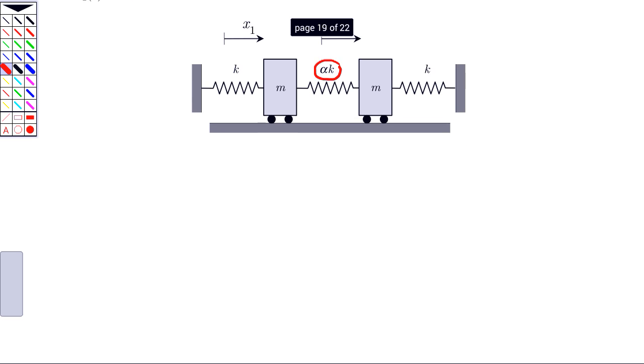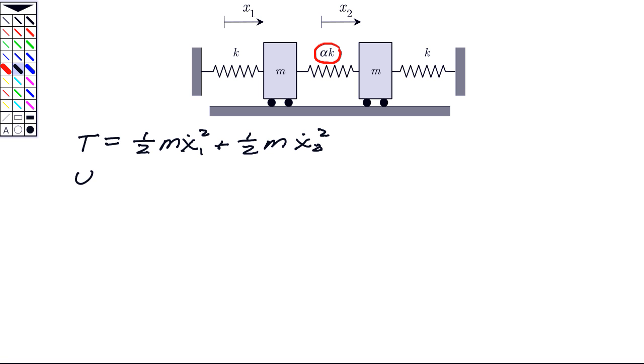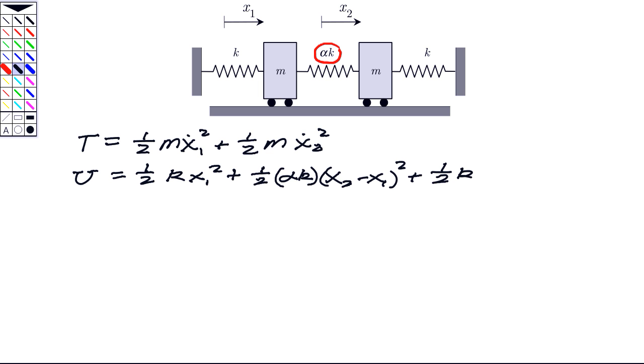Okay, so let's begin here by writing down our usual steps. We start out with T. Kinetic energy is 1/2 m x1 dot squared. x1 and x2 are absolutes, so T becomes this. Again, since they're absolutes, the potential is going to be equal to 1/2 k x1 squared. That's the spring on the left. The spring in the middle is 1/2 alpha k times the relative displacements between 2 and 1. So it's x2 minus x1 squared, plus the spring on the right is 1/2 k x2 squared.